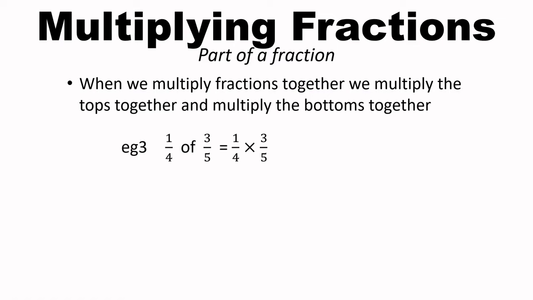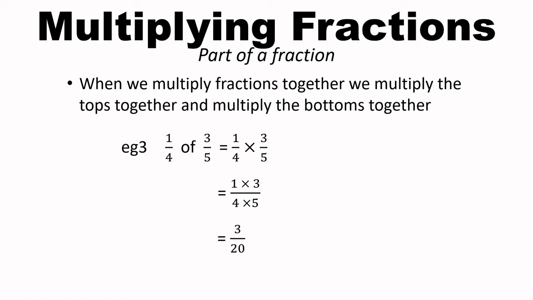For example, 1/4 of 3/5 means multiply 1/4 times 3/5. And this is pretty straightforward. We do not need a common denominator. We're just going to multiply the tops together and multiply the bottoms together. So 1 times 3 over 4 times 5. 1 times 3 is 3, 4 times 5 is 20. So we've got our solution.